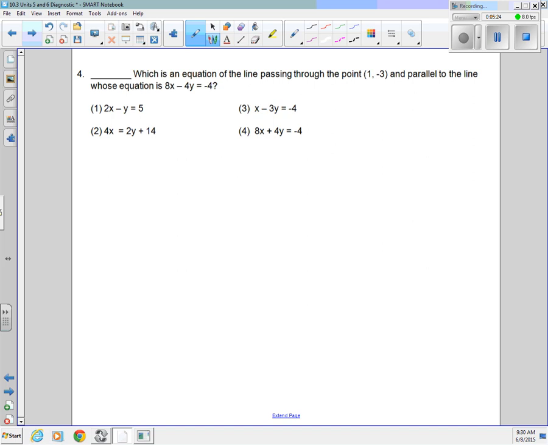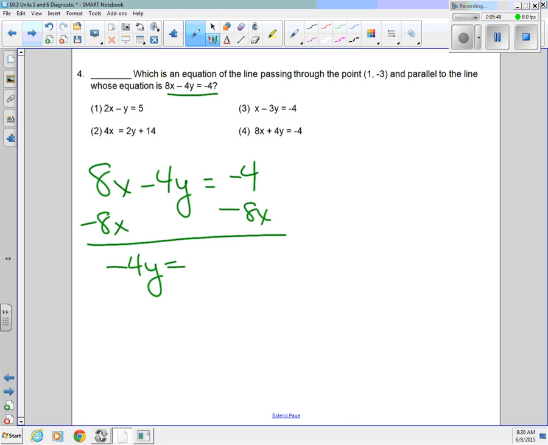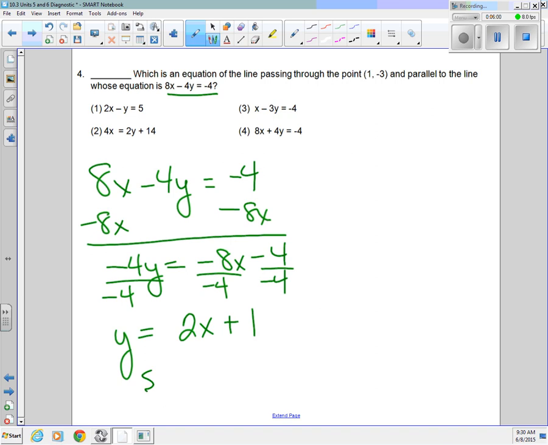Number 4, which is an equation of the line passing through the point 1 comma negative 3 and is parallel to the line whose equation is this. So I have my original equation, and I want to produce a line parallel to it. So I would like to solve this line for y so that I can read off its slope. I'm going to solve this for y by subtracting 8x. So we get negative 4y equals negative 8x minus 4. Divide both sides by negative 4. And so y is equal to 2x plus 1. So the slope of this line is equal to 2. And that's important because parallel lines have the same slope.